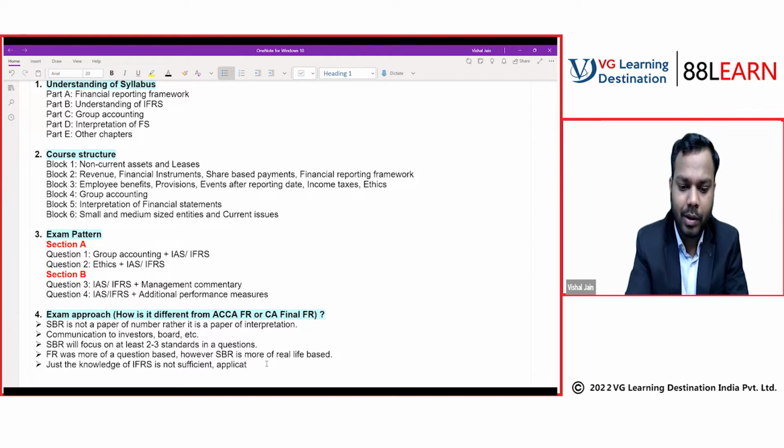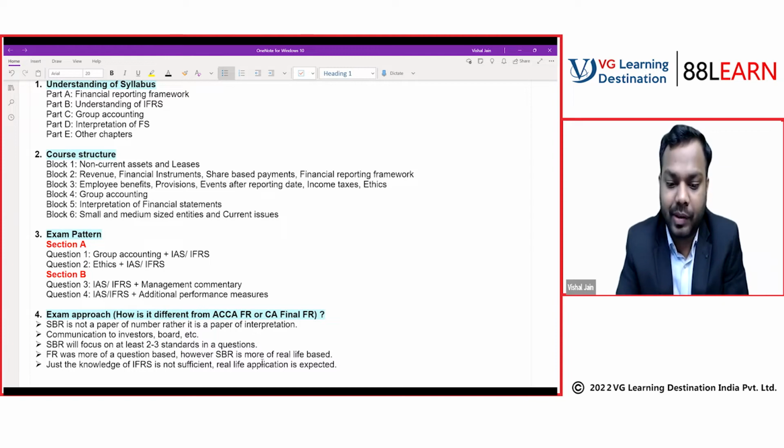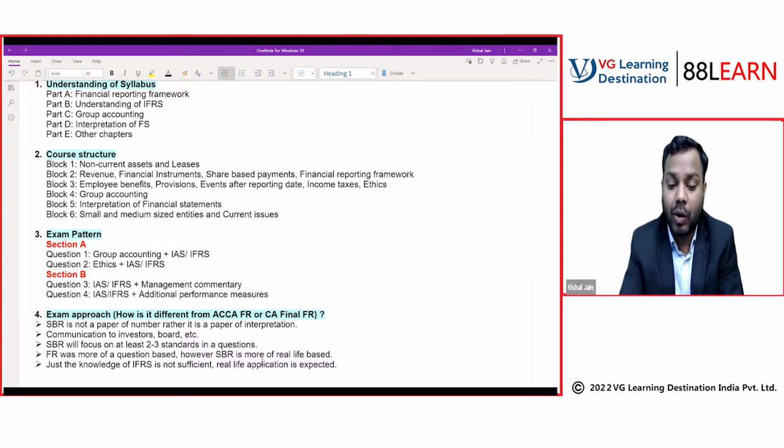Application in real life is expected in this paper. Real life application is expected in this paper. Okay, so that's what you have to understand.